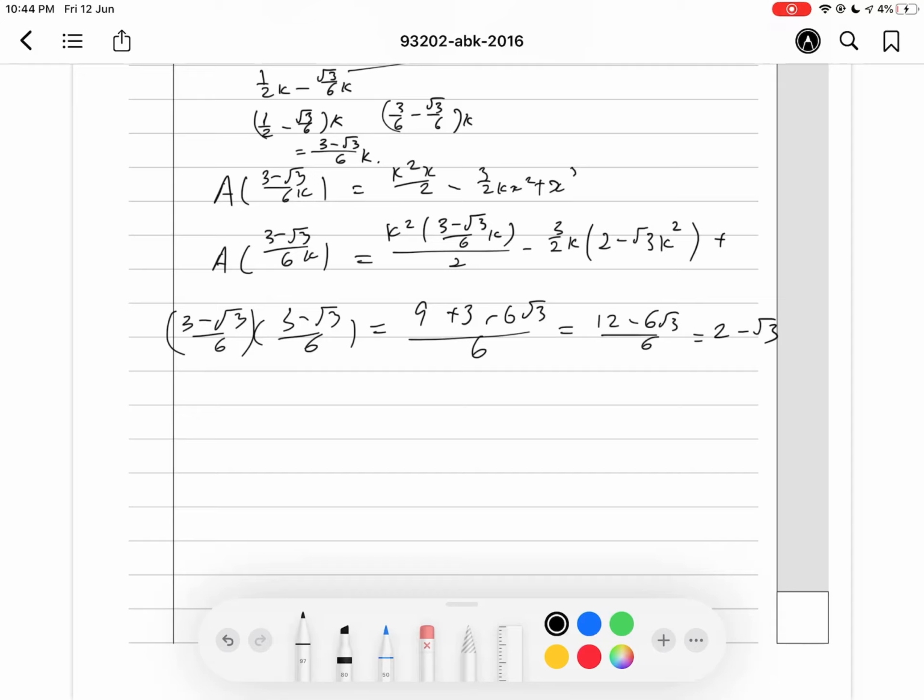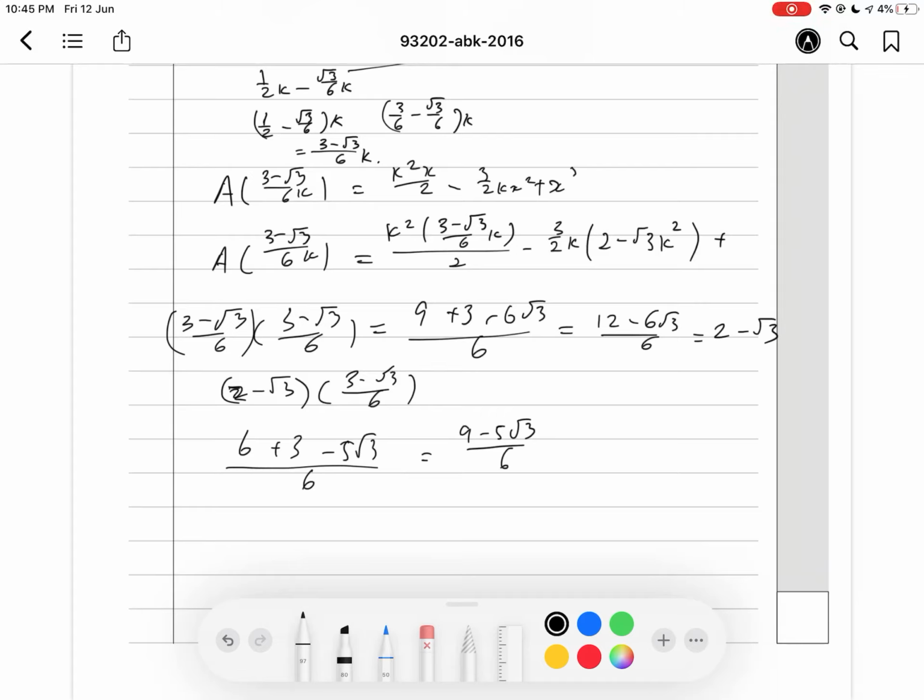Plus, so now we need to do 3 minus root 3 over 6 cubed. So now we need to do 2 minus root 3 times 3 minus root 3 over 6. That will give us 6 times 6 plus 3, 6 plus 3 minus 2 root 3 minus 3 root 3 minus 5 root 3 over 6. So that equals 9 minus 5 root 3 over 6.